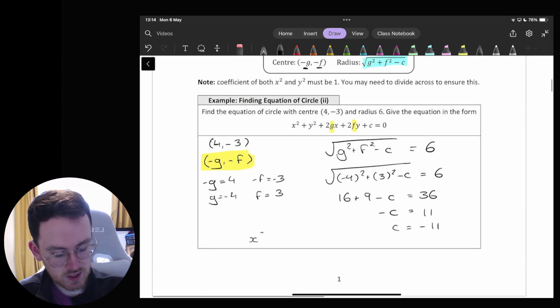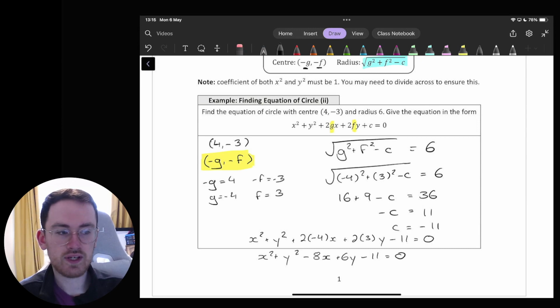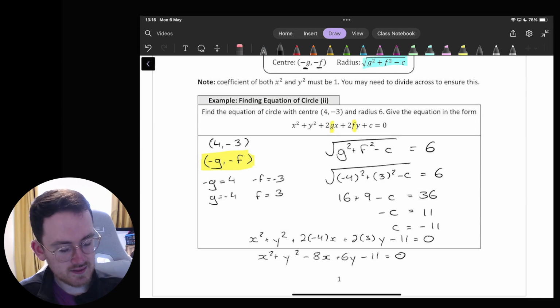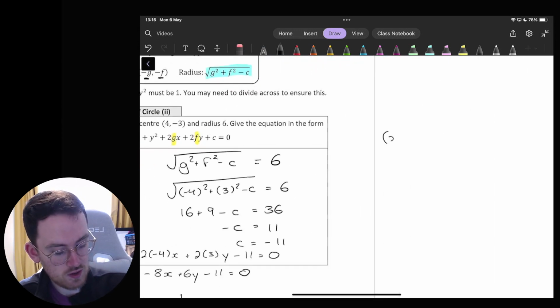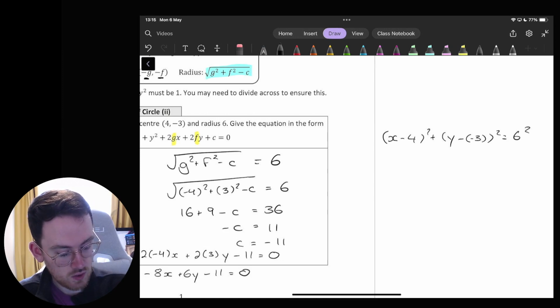So filling all of this into my equation, x squared plus y squared plus 2 minus 4x plus 2, 3y minus 11 equals 0, and just multiplying anything that I can there. So minus 8x plus 6y minus 11 equals 0. Okay, and we end up with our nice equation of the circle there. And as I said already, if we were to write that equation in the other format that we had, so x minus h squared, y minus k squared equals radius squared, we could show that by multiplying this out, I would end up with the same equation.